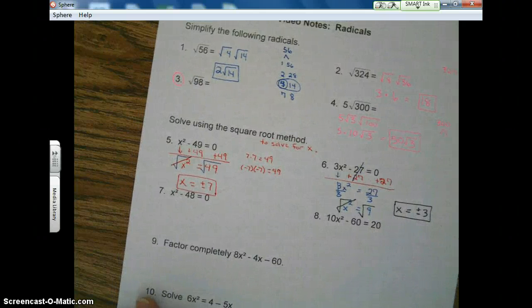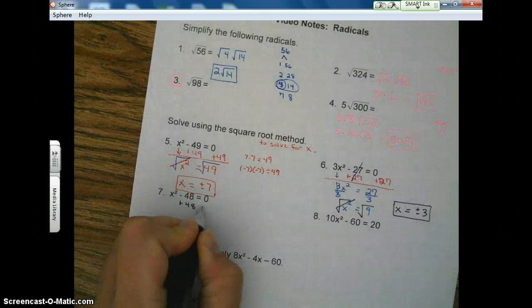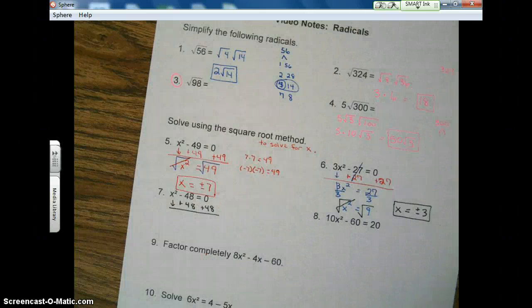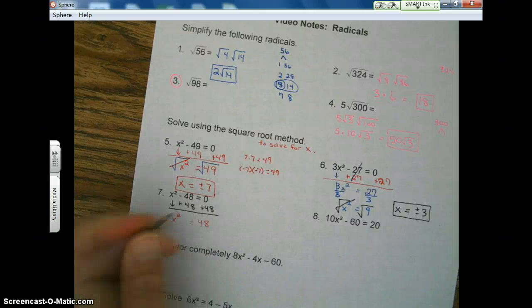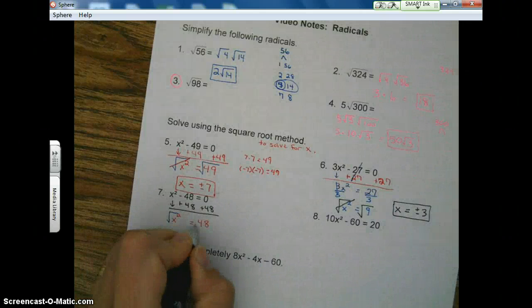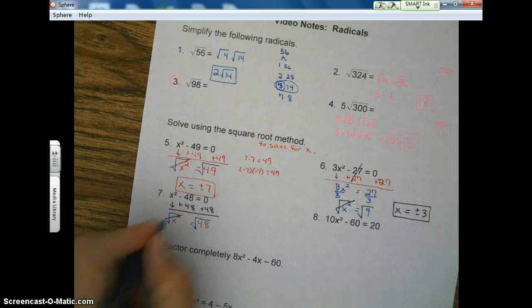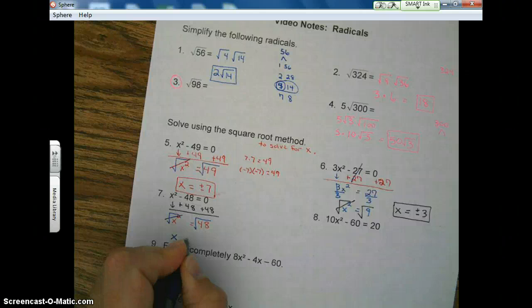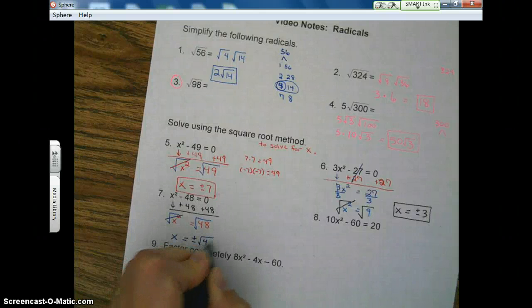All right, let's take a look at number 7. We're going to add 48 on both sides because we're trying to solve for x. So we get x squared equals 48. We're going to take the square root of both sides. And so, remember the square root cancels out the square, so we get x is equal to the square root of 48. Now it's going to be plus or minus the square root of 48.